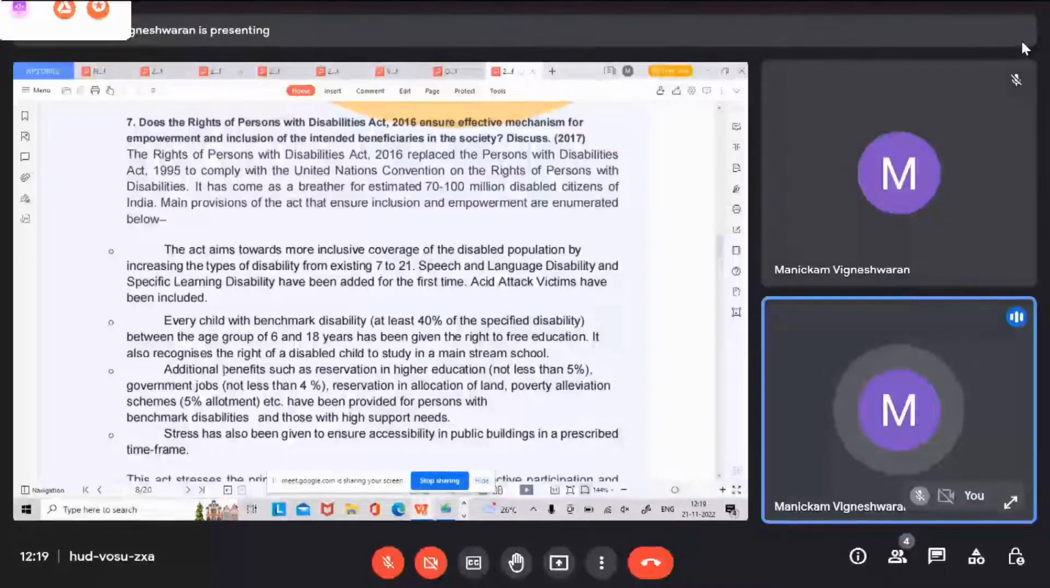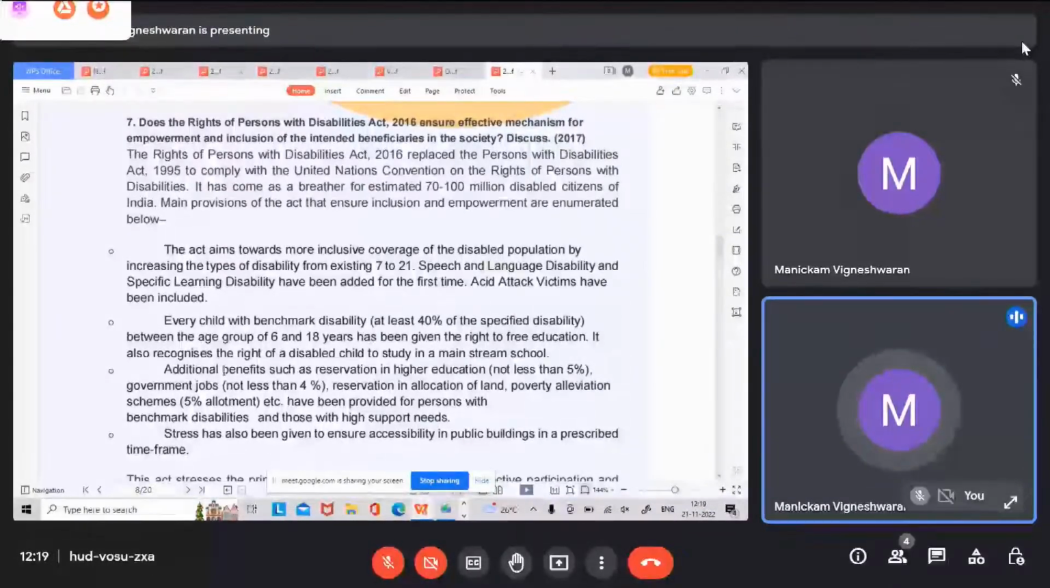Every child with a benchmark disability, at least 40% of the specific disability, between the age group of 6 and 18 years has been given the right to free education. It also recognizes the right of the disabled child to study in a mainstream school. Additional benefits such as reservation in higher education of not less than 5%, government jobs not less than 4%, and reservation in allocation of land, property, and schemes, 5% allotment, etc. have been provided for persons with benchmark disabilities and those with high support needs.